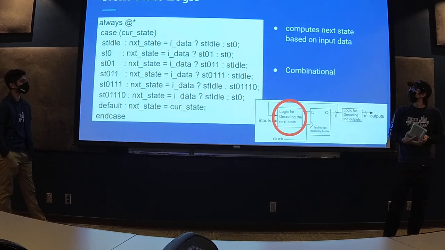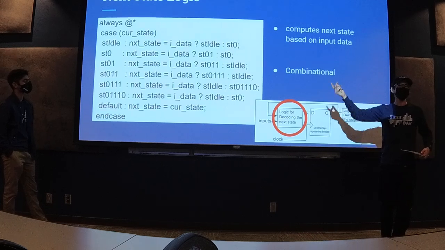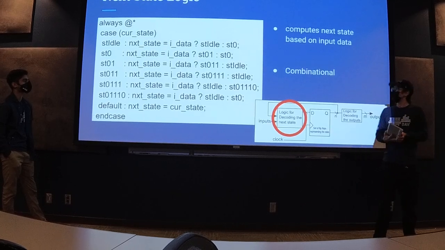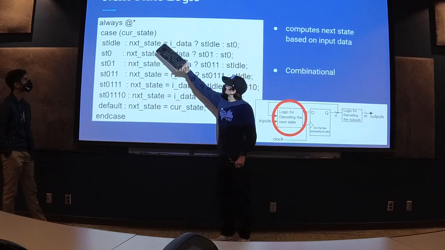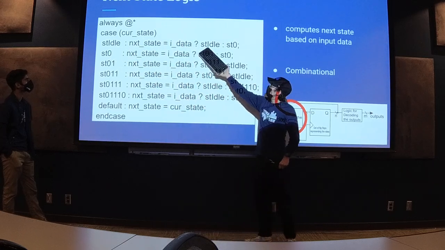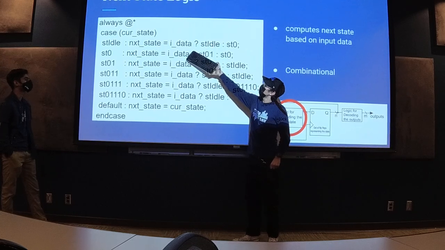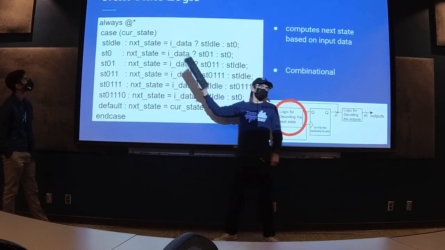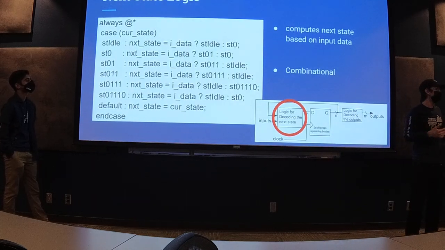This right here is our next state logic. This is all combinational. It computes the next state based off of what the input data is and what your current state is as well. So for example, this would be our state 0. If we're at current state, and current state is ST idle, and we see data is 1, then we get ST idle. Oh, this is inverse of data. So then it would go to state 0. So then we go to next state. Does that make sense? That's a bit of a bad explanation. So let me know if you guys have any questions.